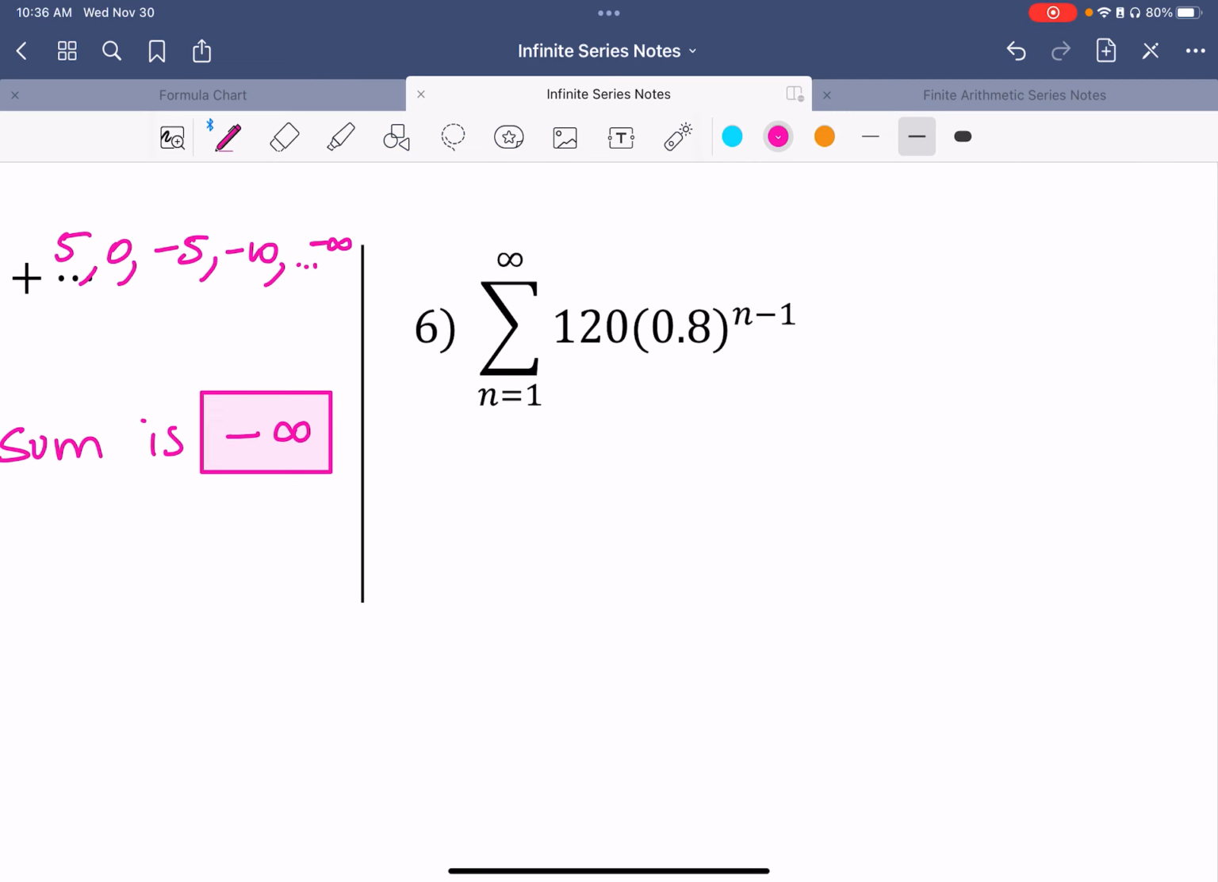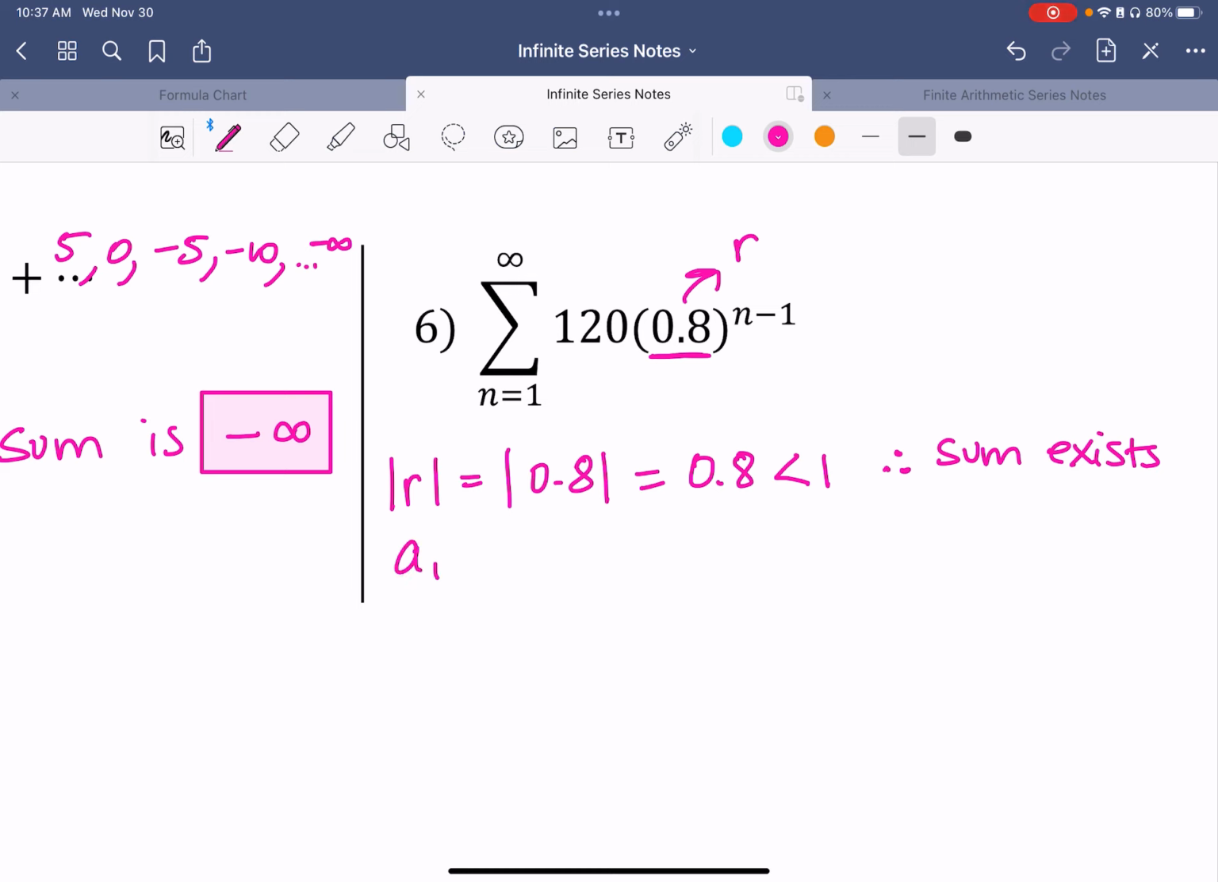So here we have another series written in sigma notation. Remember that your common ratio is the one that's in parentheses. You start by taking the absolute value of the ratio. The absolute value of 0.8 is positive 0.8, which is less than 1. Therefore, the sum exists.